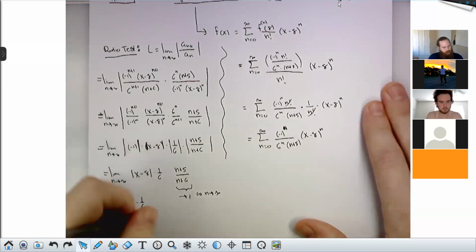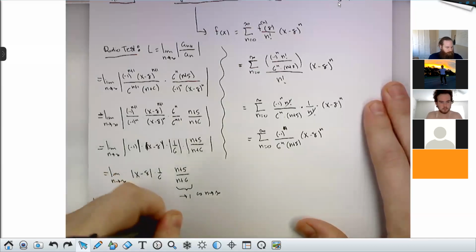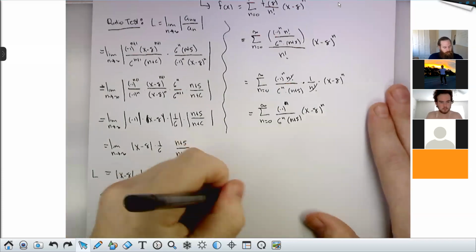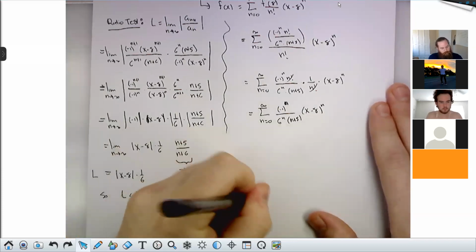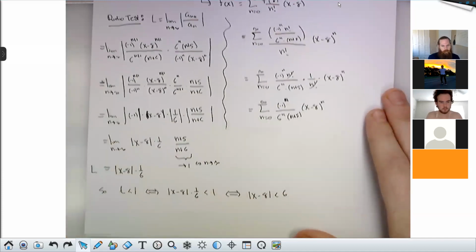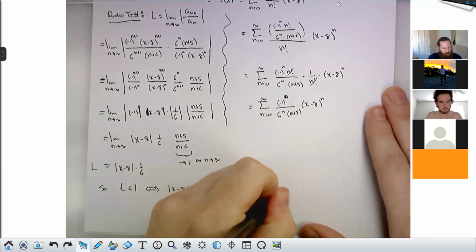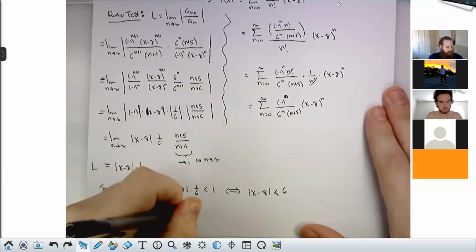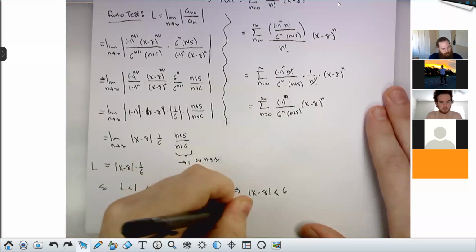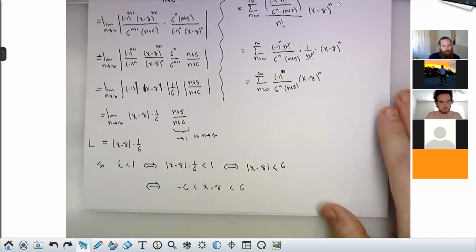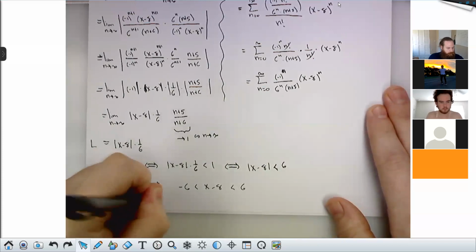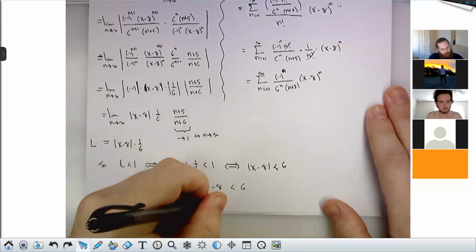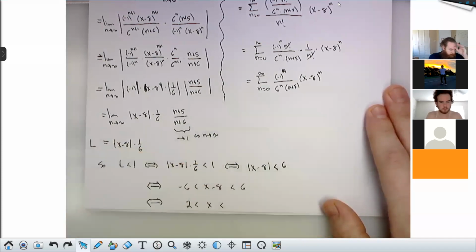So L is less than 1 if and only if the absolute value of x minus 8 times 1/6 is less than 1, which is true if and only if the absolute value of x minus 8 is less than 6. I'm just multiplying both sides by 6 to get rid of the 1/6. And then I can unpack that as -6 is less than x minus 8 is less than 6. And then finally, I can add 8 everywhere, and this will give me the open version of my interval of convergence. -6 plus 8 is 2. x minus 8 plus 8 is x, and 6 plus 8 is 14.